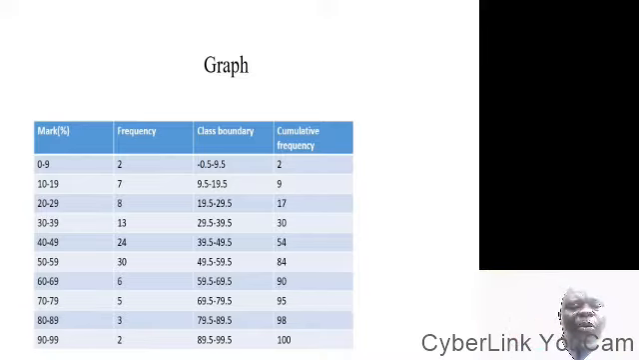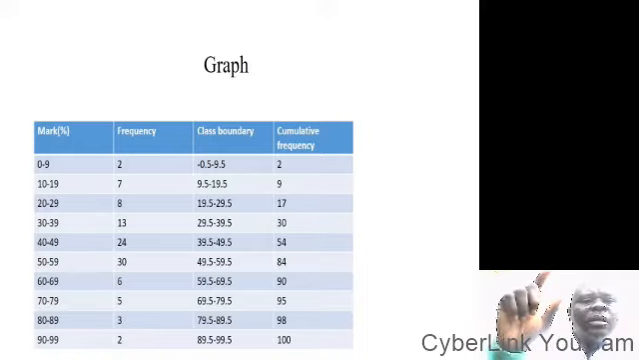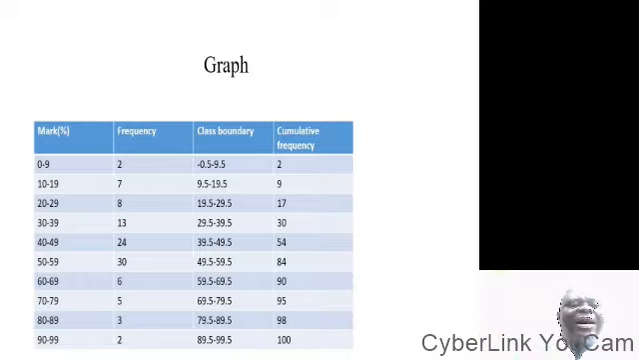The second one will now be what? 9.5 to 19.5, then 19.5 to 29.5. In this case, discover that there is no gap between the upper class boundary, which is 9.5, and 9.5 starting the next one. We have tried as much as possible to eliminate that gap so that we can have a continuous graph. This is what we use in plotting our table.